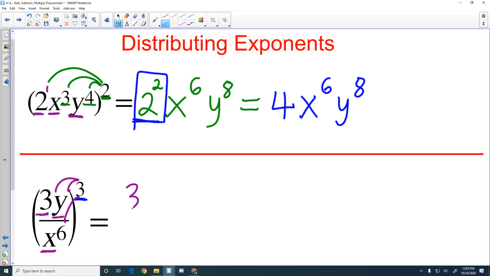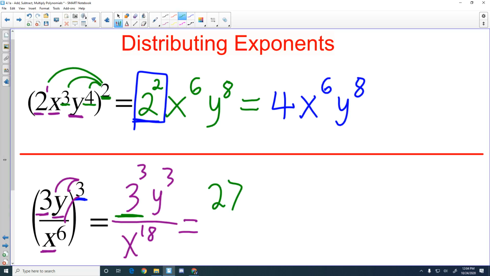But now this 3 that's in the numerator is going to become 3 to the 3rd power. The y in the numerator will become y to the 3rd power. And down on the bottom in the denominator, x to the 6th, well, I have to multiply the exponents together, and 6 times 3 is 18. Our last step is going to be to multiply out that leading number, because 3 to the 3rd power, we can calculate that. That's actually 27. So we get 27 y cubed over x to the 18th.